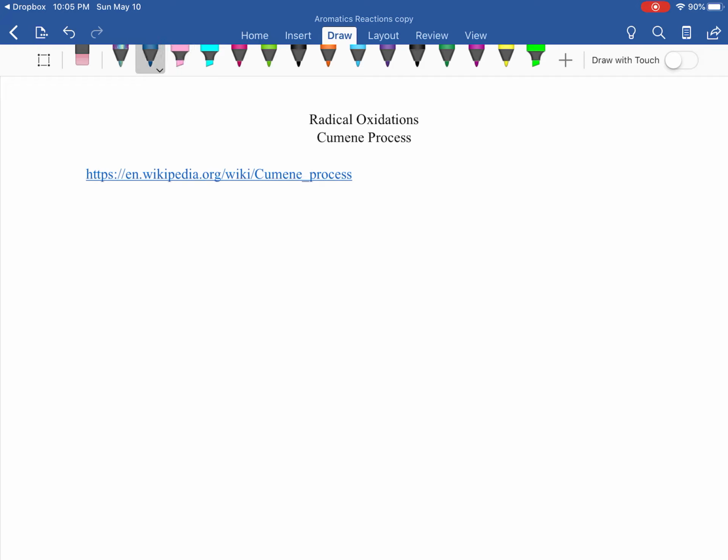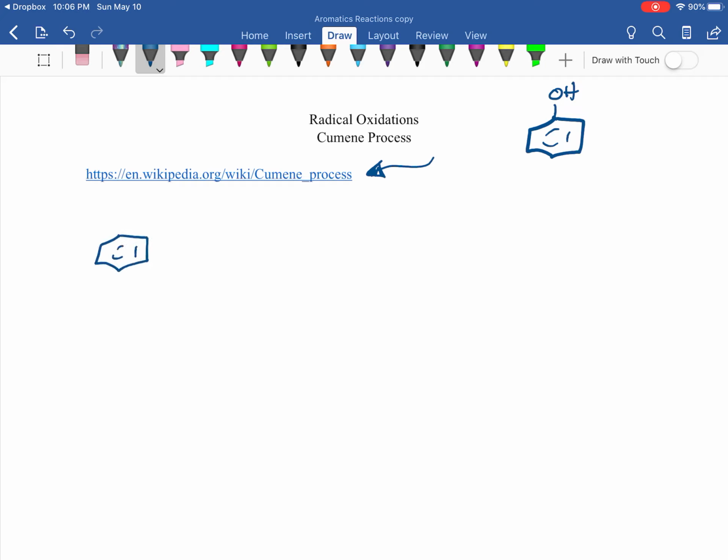All right, then we've got some other old school processes with our benzenes that we're not going to draw the mechanism for. I want to show you two radical oxidations. The first one is an industrial process, and it's how we make phenol. And phenol is incredibly old and useful. I included a nice Wikipedia link here to this industrial process. If you're curious, as soon as you see the mechanism, you'll realize why we didn't draw it.